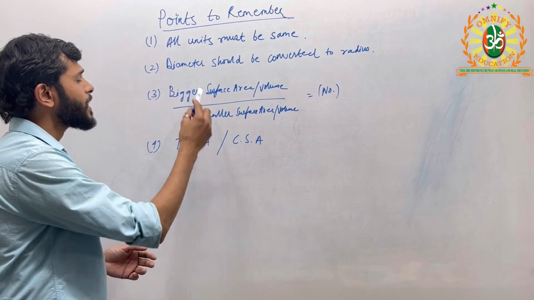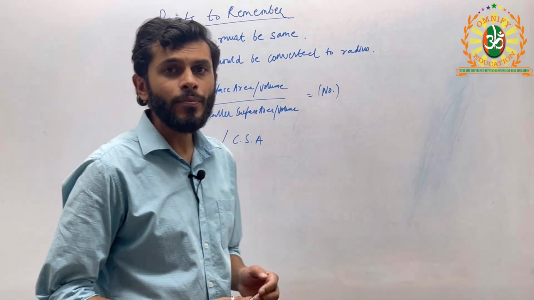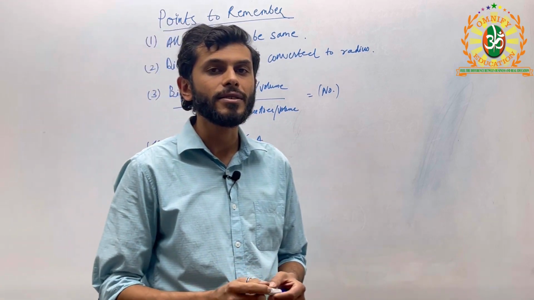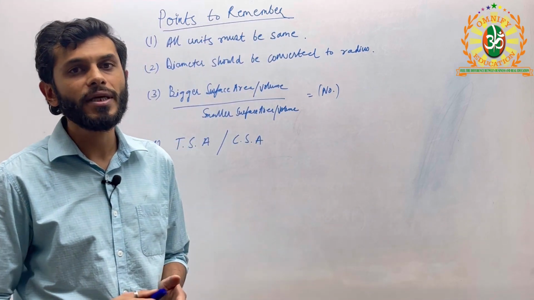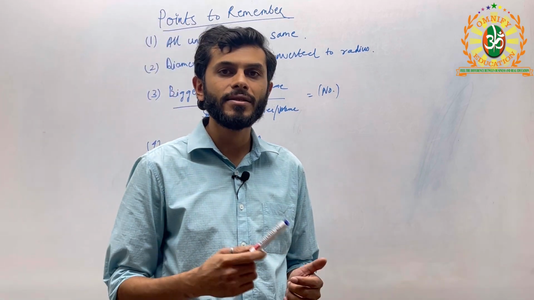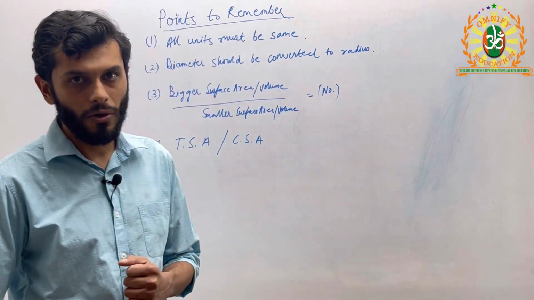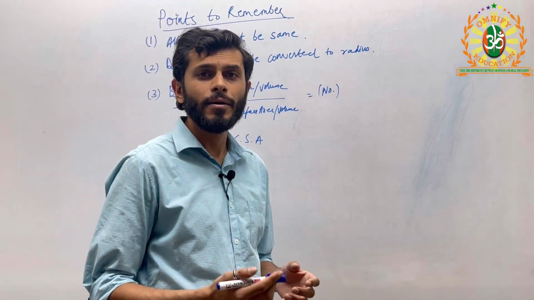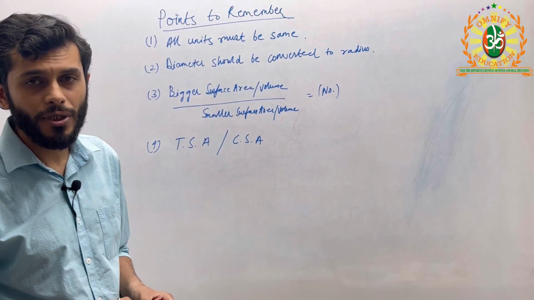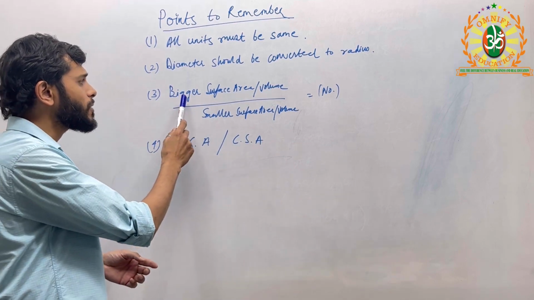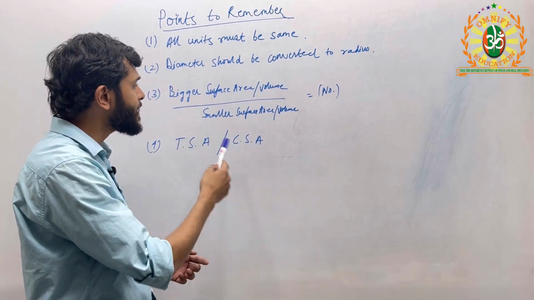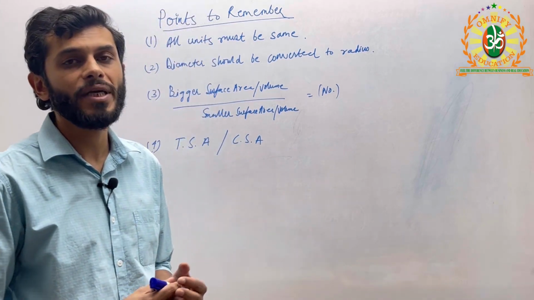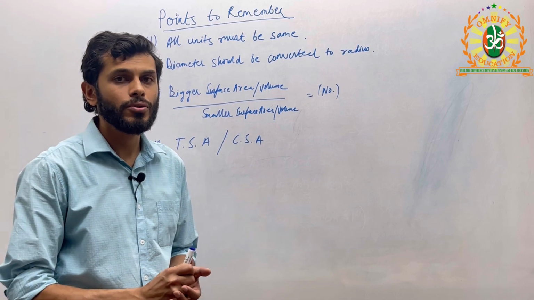The second is diameter should be converted to radius. In most of the questions, only the diameter is given and not the radius, so you have to calculate the radius. Many students directly put the value of diameter as radius, which makes the question wrong. The third is whenever you have to find any number, like the number of lead shots as we did in the question, you have to take the bigger surface area or volume and divide it by the smaller surface area or volume, not vice versa. It also makes a big mistake in the question.